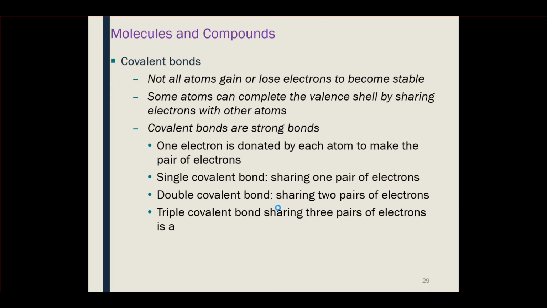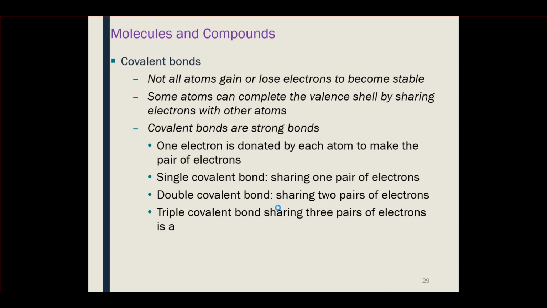Now, the second type of bonding is known as a covalent bond. This is for elements or atoms that don't become ions. Not every atom can gain or lose electrons, because otherwise all we would have is ionic bonds. So that's my first sentence here: not all atoms gain or lose electrons to become stable.